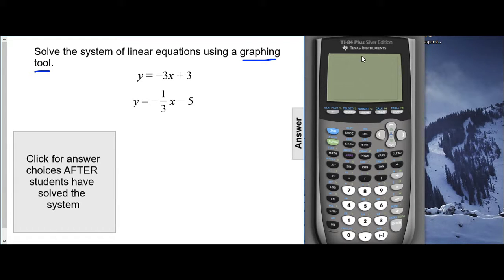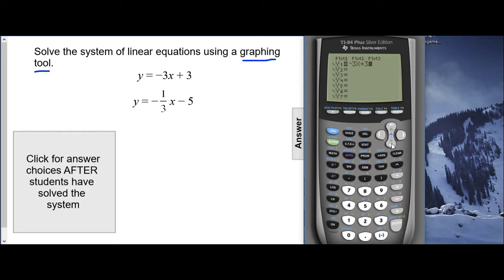So if you have one at home, follow along and I'll show you how to solve this system on this calculator. So we have to turn it on with the on button. And we're first going to go to the y equals button. And we're going to enter the first equation, y equals negative 3x plus 3. So I'm going to type in negative 3x plus 3. And there's my first equation.